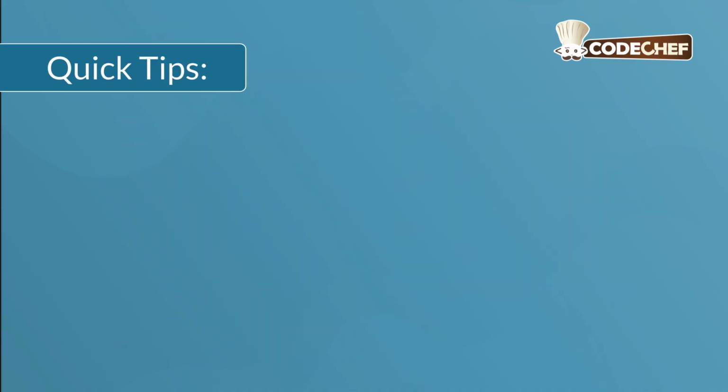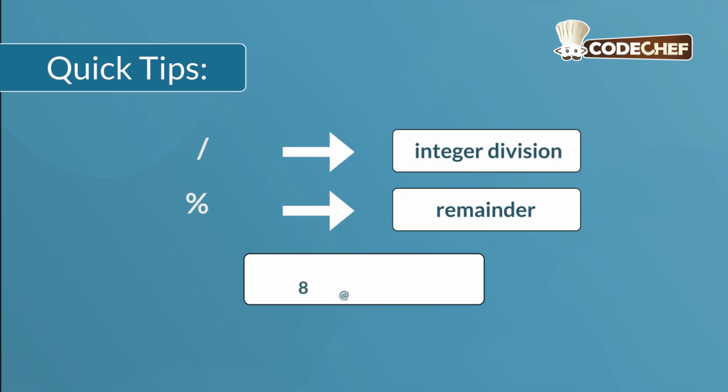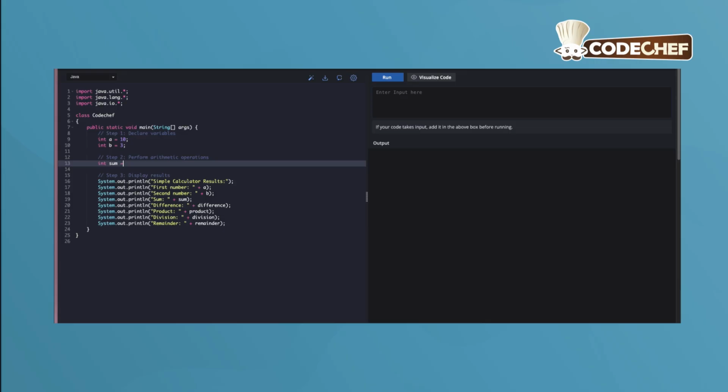A few quick tips. Division with integers gives only the whole number part. Modulus is great for finding remainders, such as checking whether a number is even or odd. You can also combine operators and expressions, but remember, Java follows operator precedence, so multiplication and division happen before addition and subtraction.